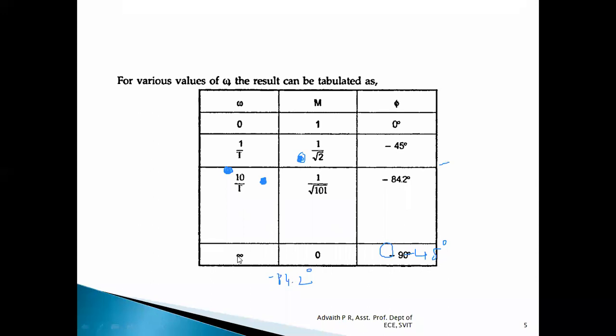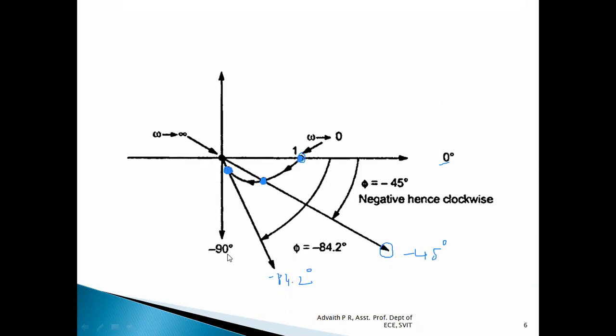Finally, when omega is equal to infinity, the magnitude becomes 0 and the phase angle becomes minus 90 degrees. So minus 90 degrees is over here, and the magnitude with respect to that is 0. Zero means the origin, somewhere over here. That means at omega is equal to infinity, the magnitude is 0 and the angle is minus 90 degrees.